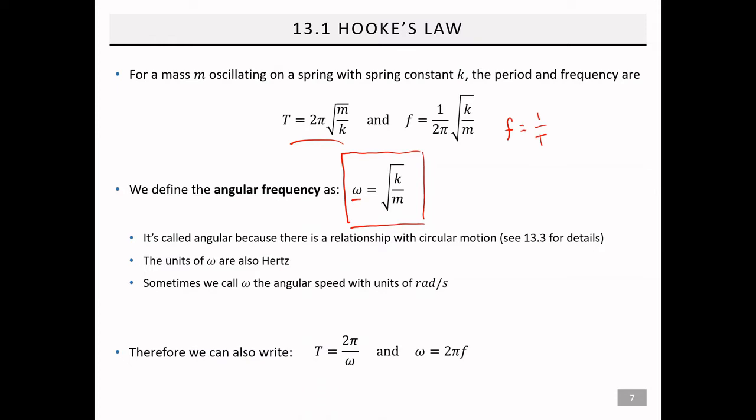Now we call this angular because there's some relationship to circular motion. I don't intend to spend too much time on this, but if you want to know the details, you can look in section 13.3. The units of omega are also hertz, but sometimes instead of hertz, which is 1 per second, we say that omega has units of radians per second. And we say that because of the relationship with circular motion. Okay, then the equations at the bottom you can derive from the other equations on this slide.